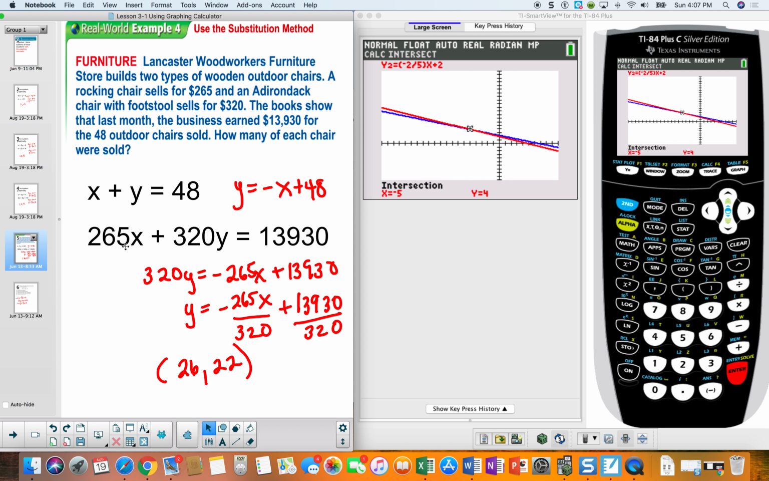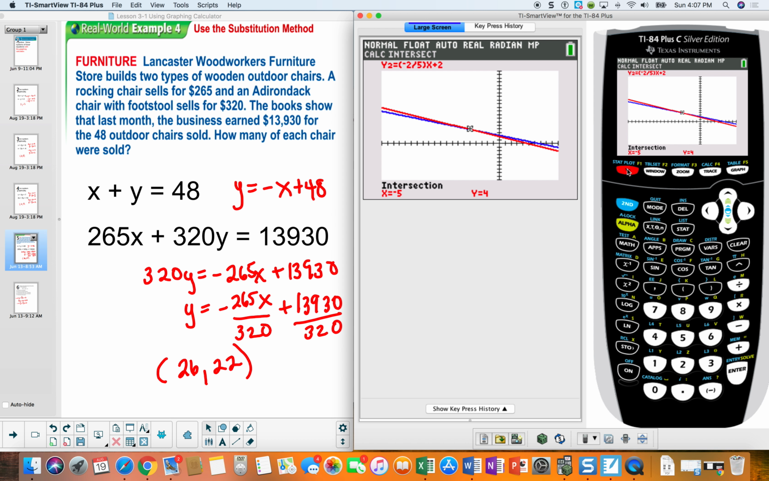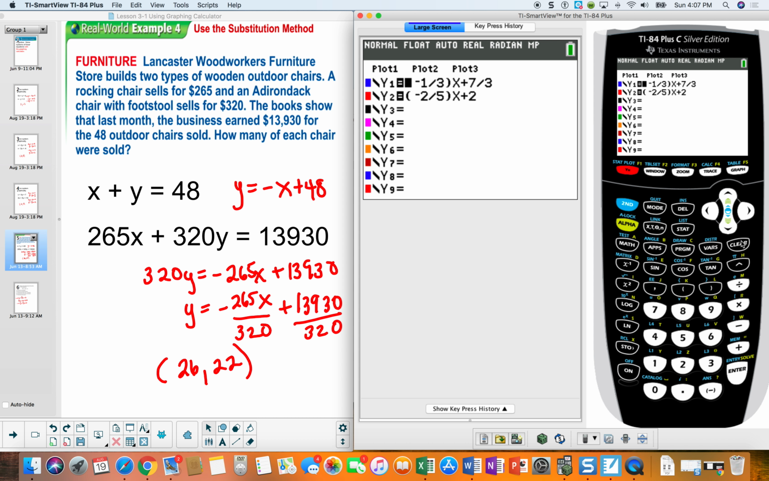Let's go to the next one. Y equals, and I'm going to clear, go down, clear. Now this problem is a little bit more difficult in that the numbers are bigger, but the calculator can handle that big fraction.